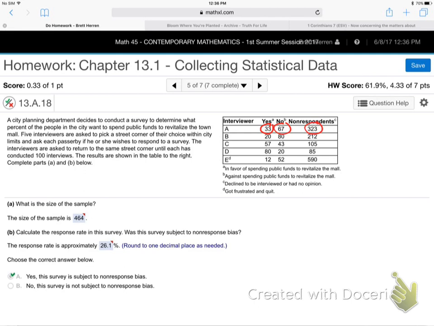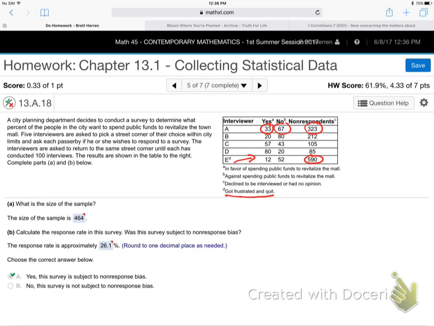And then E had a hard time. I don't know what's up with E. He's not that approachable, maybe. E got frustrated and quit. See the note? E got frustrated and quit and did not get up to 100. Okay. What is the sample? 590 people told E no thanks. But what is the sample size on this one? I got the answer, 464.